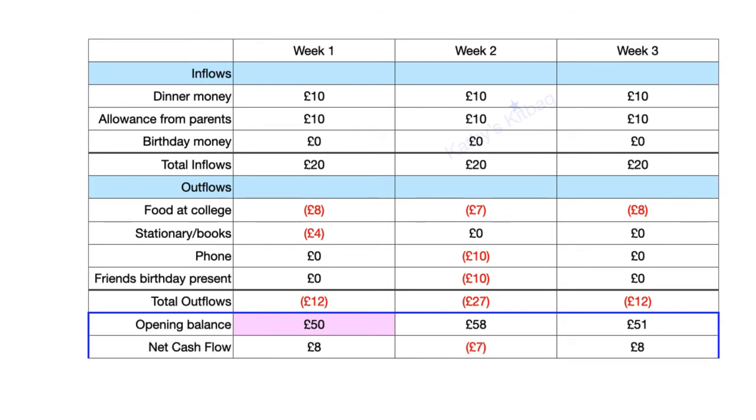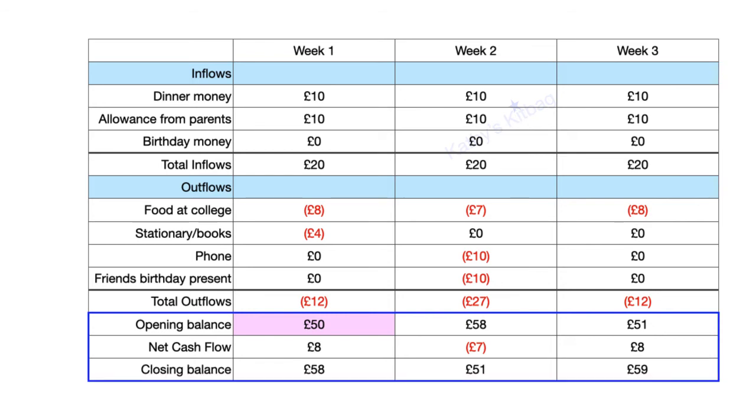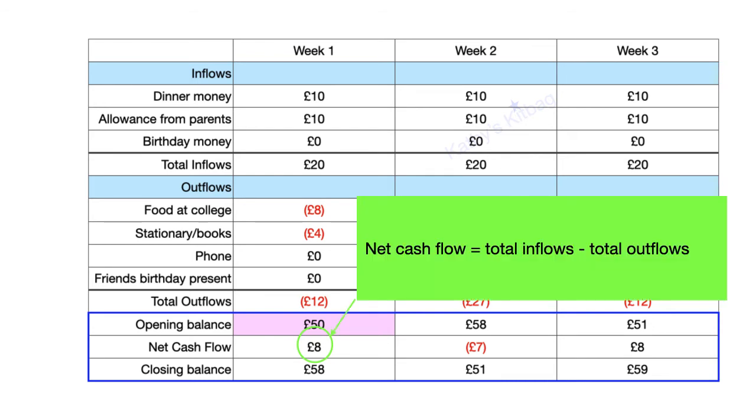And then we now calculate the net cash flows, and then finally the closing balance. I'll come on to net cash flows now. This figure here, this £8, is simply the total inflows minus the total outflows. So it's this £20 here, take away that £12, gives us £8. So we can see here that our inflows have been bigger than our outflows in week 1.